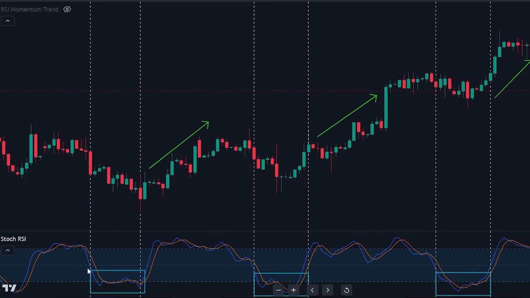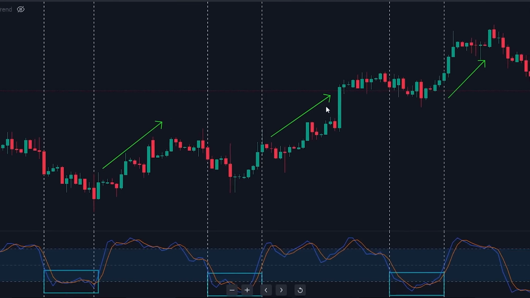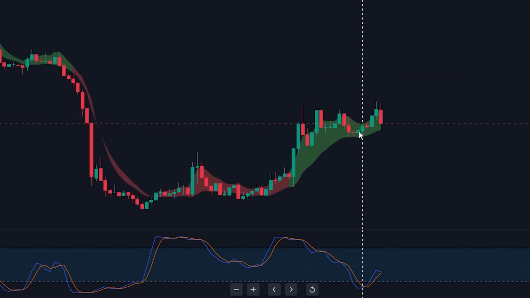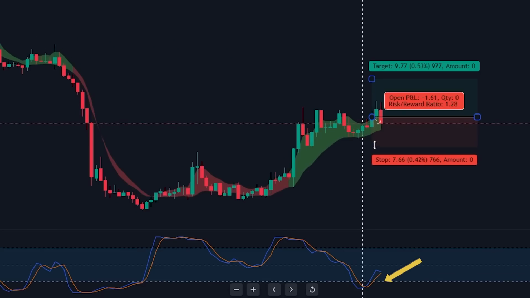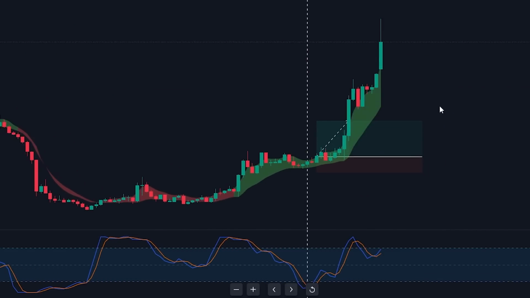The Stochastic RSI is an indicator that allows us to better see the shifts in the market momentum. So what we will do is confirm the trend using the RSI momentum trend and use the Stochastic RSI to confirm the entry. Now we have a complete momentum strategy.